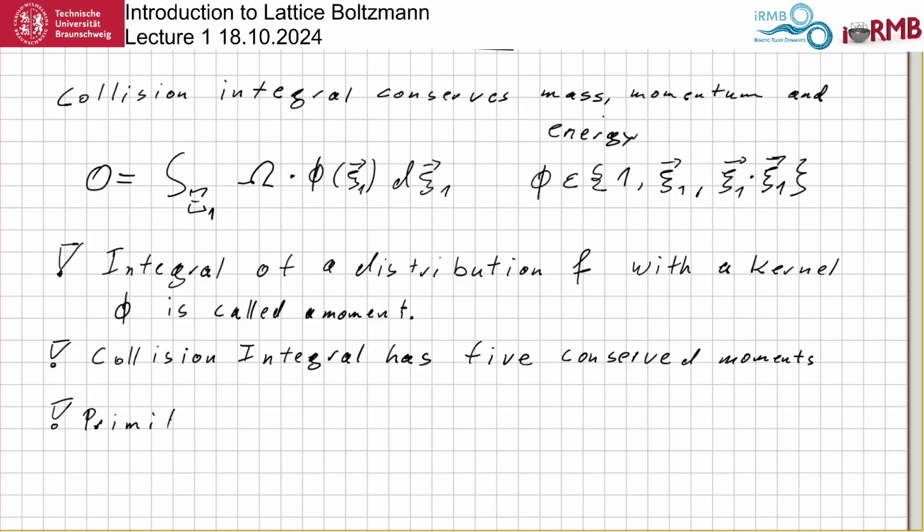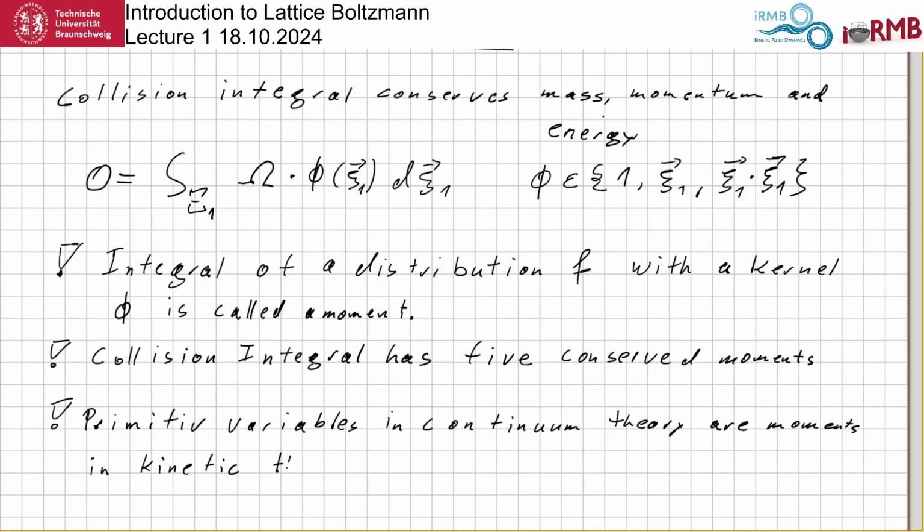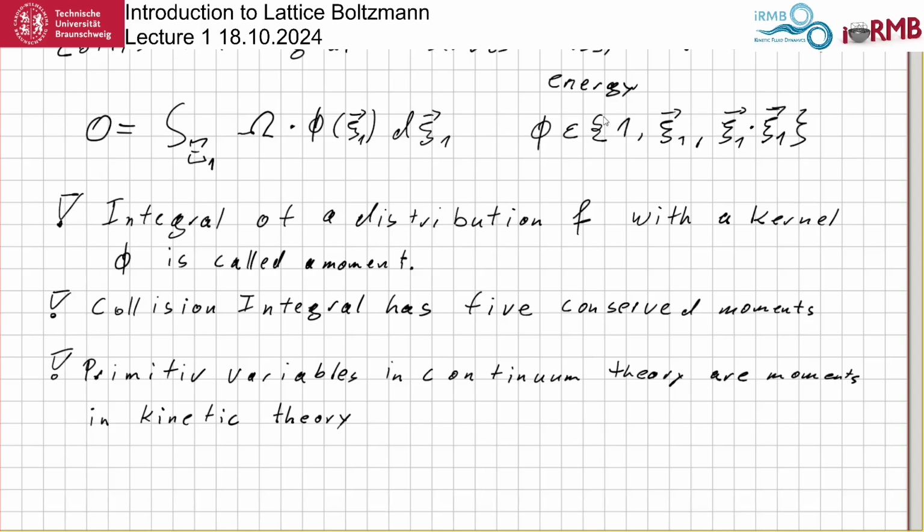So, by the way, the primitive variables, if you do fluid mechanics, then you know what primitive variables are. The primitive variables in continuum theory, this is the velocity and the pressure, and they are actually moments of the distribution function. Or the moments in kinetic theory. So, for example, particle density.